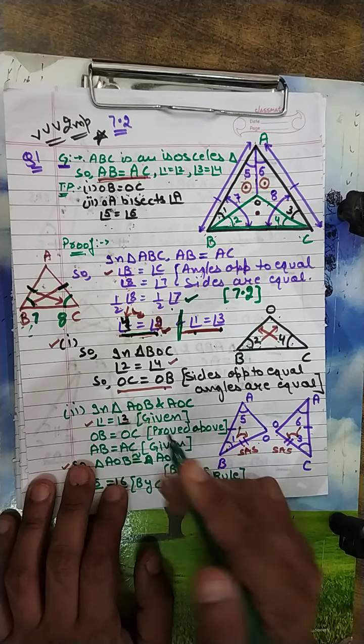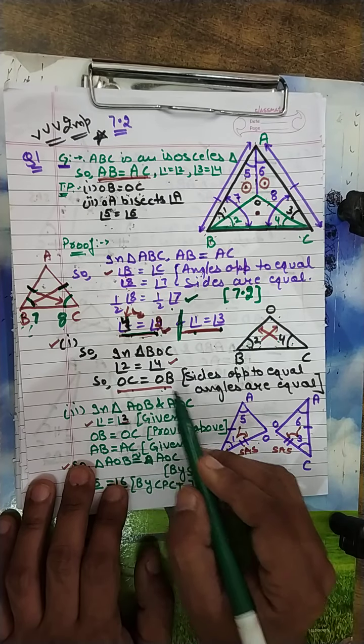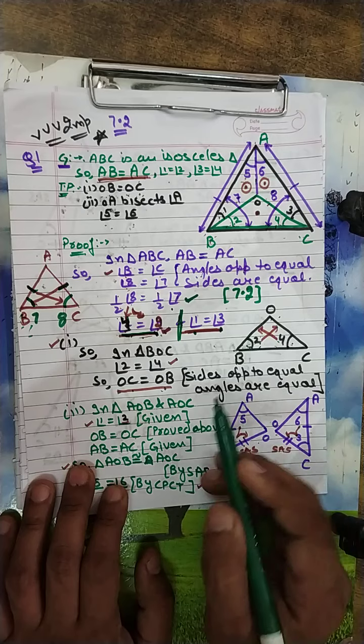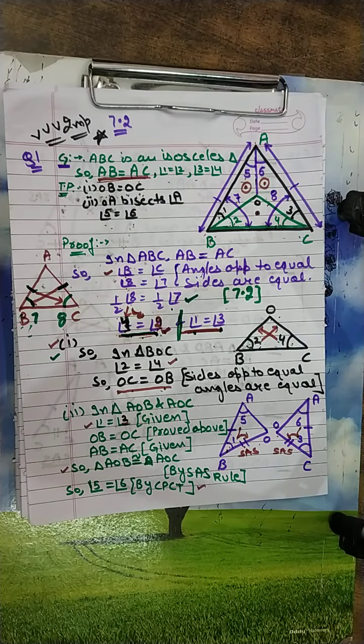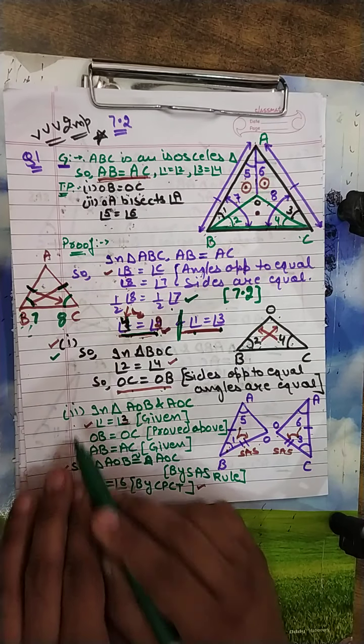OC and OB are equal, since sides opposite to equal angles are equal. Hence the first part is proved: OB equals OC. Now the second part.